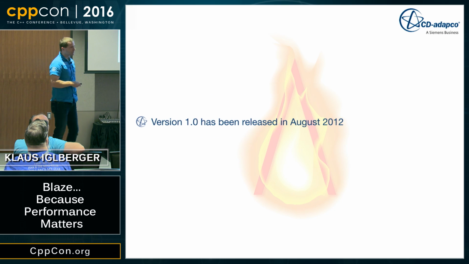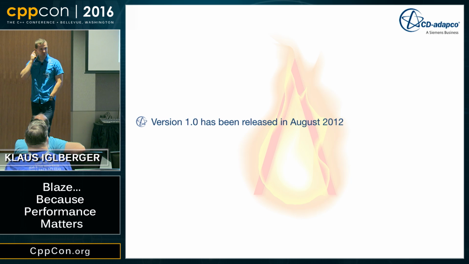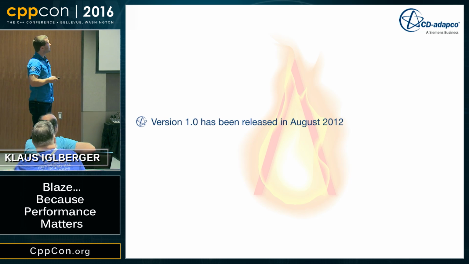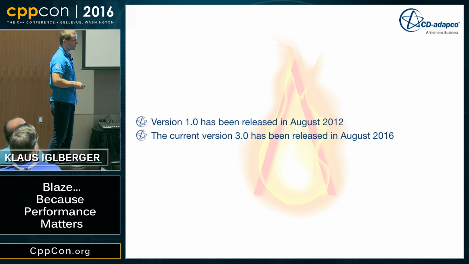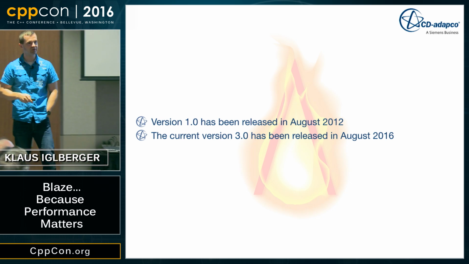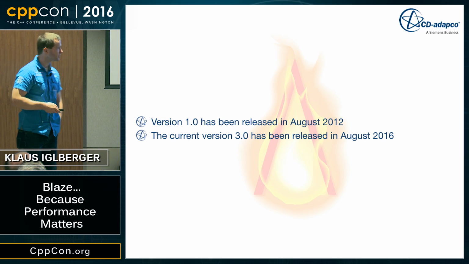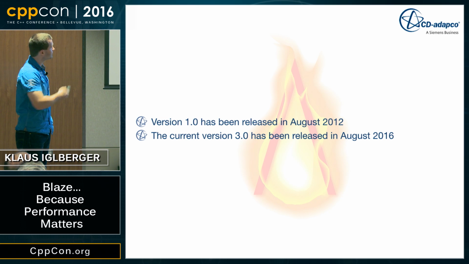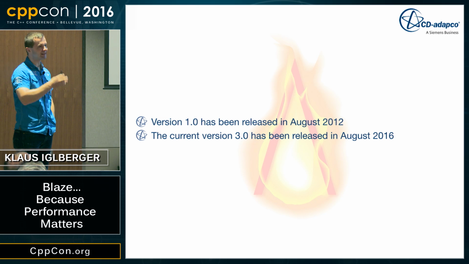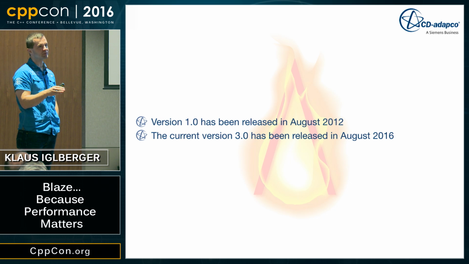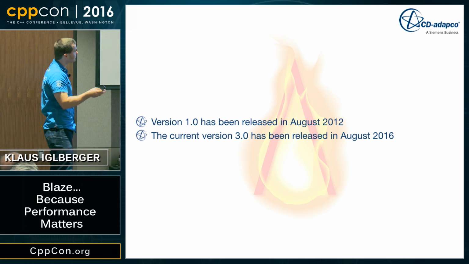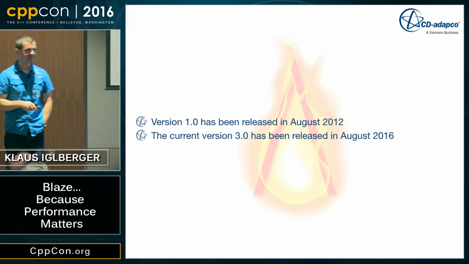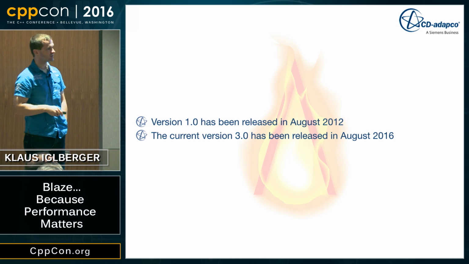In 2012, the first version of Blaze was released. So this was about 4 years ago. In August 2016, so just 1 month back, we released the current version 3.0, which is written in C++11 and 14, meaning you need C++14, then you can use this version. If you need anything C++98 specific, then just use the older release, version 2.6. This is still providing C++98.